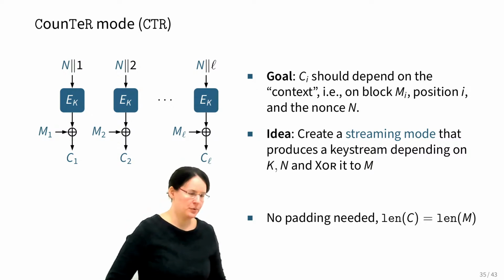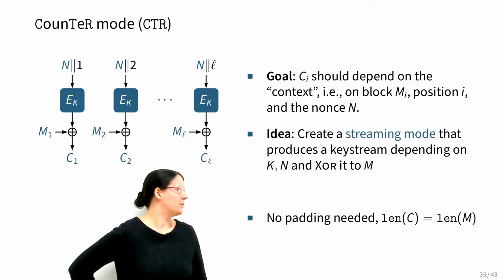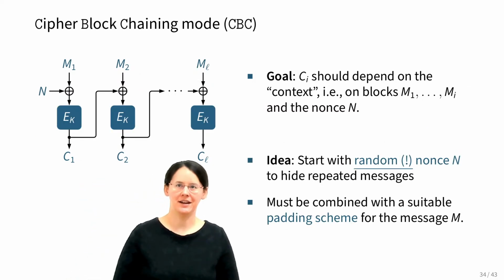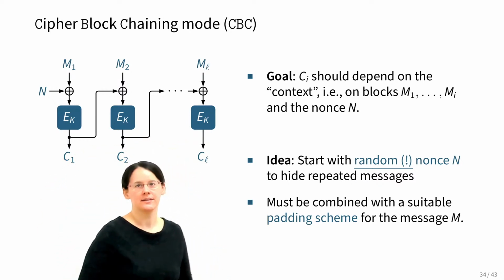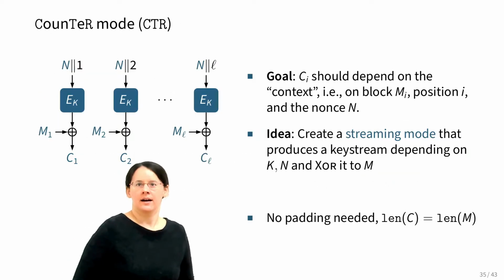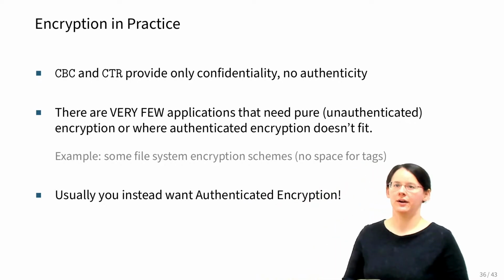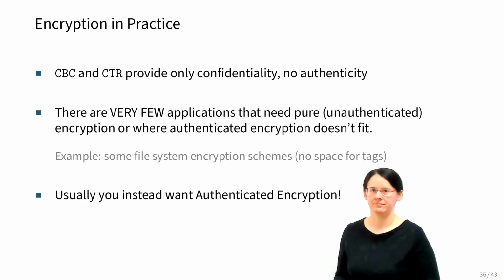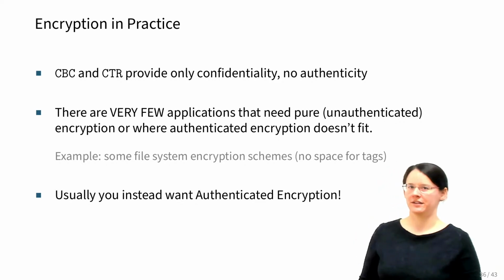Okay, so these are two of the most famous encryption modes, and you will see that actually the second one, the counter, is the one that's most often used nowadays. However, the previous one also has its applications, and in particular it also gives us a nice way to construct a message authentication code. It's called CBCMAC. Okay, so do we now have everything that we need to encrypt safely in practice? Well, we do have two nice modes, but they only provide confidentiality, no authenticity. And in fact, in reality, there are very few applications which need pure unauthenticated encryption.